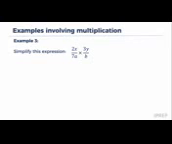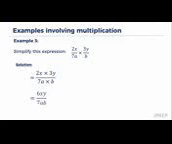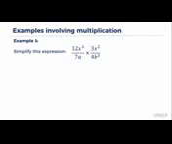Let's look at an example. We have been asked to simplify 2x over 7a times 3y over b. As we mentioned earlier, we multiply the numerator parts separately, and we also multiply the denominator parts separately. So this will give us 2x times 3y divided by 7a times b, and this will give us 6xy over 7ab.